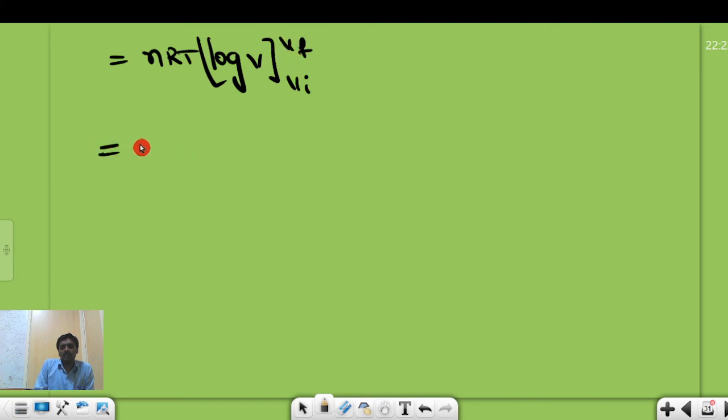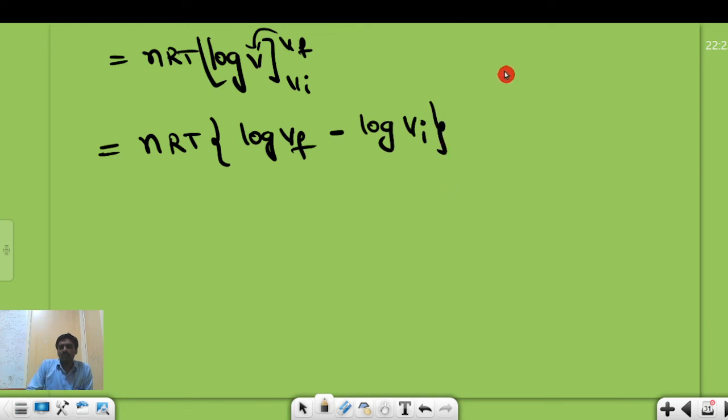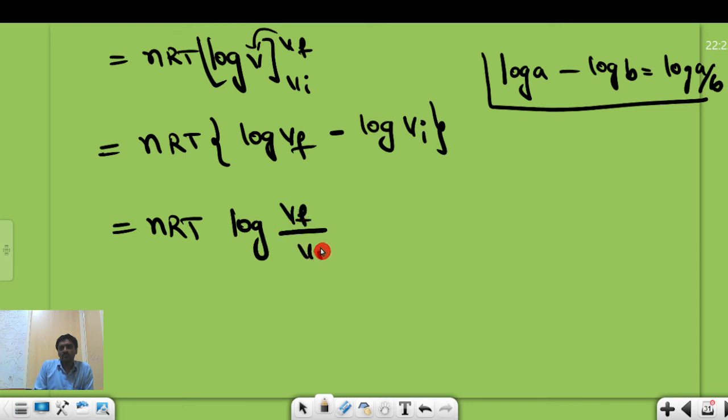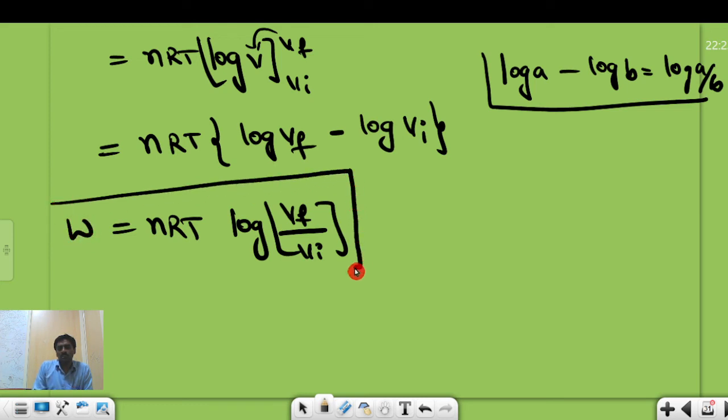Apply the upper limit first, and after that apply the lower limit. So I am substituting the upper limit Vf minus log of the lower limit Vi. I hope you are already familiar with log A minus log B is equal to log of A by B. With the help of this formula, that is equal to nRT into log of Vf by Vi. This is the formula we are getting. This is the work done in the isothermal process. One more condition I am taking.